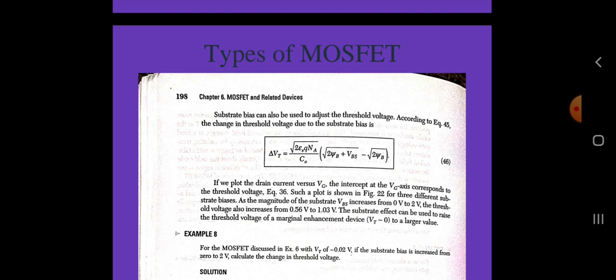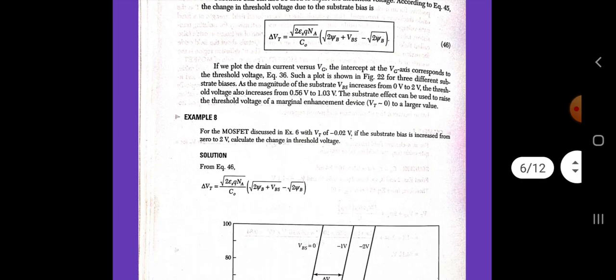As the magnitude of the substrate bias VBS increases from 0 volt to 2 volt, the threshold voltage also increases from 0.56 to 1.03 volt. The substrate effect can be used to raise the threshold voltage of the marginal enhancement device, VT nearly equal to 0, to a larger value. Now we discuss another example. For the MOSFET which we discussed earlier in the previous example, with VT of minus 0.02 volt, if the substrate bias is increased from 0 to 2 volt, calculate the change in threshold voltage.